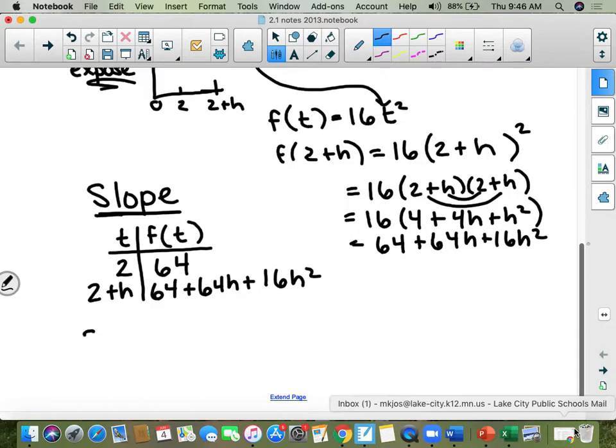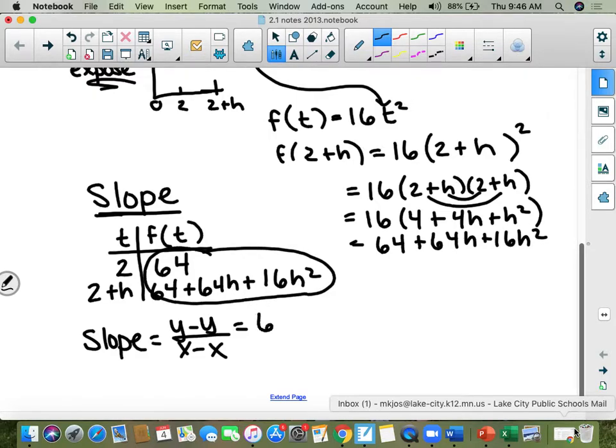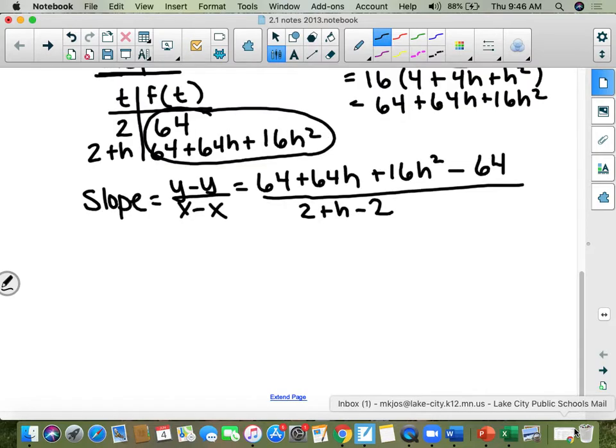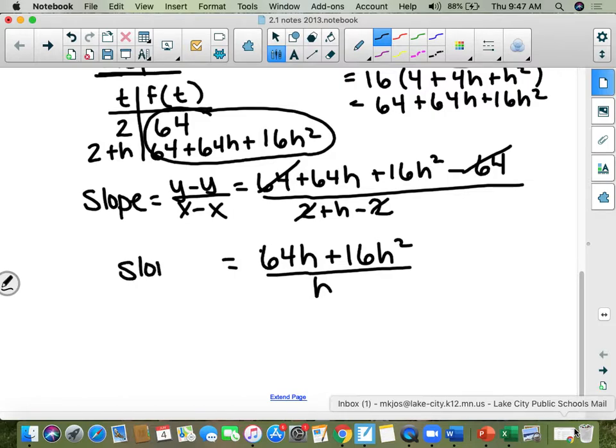And now I'm going to do the same thing. To find the slope, I need to do y minus y over x minus x. And these are my y values. So I'm going to do the second y, which is all of this, minus the 64, divided by 2 plus h minus 2. And you're going to get the 64's cancel each other out and the 2's cancel each other out. You're going to be left with 64h plus 16h squared all over h, which is just, instead of numerical, you have some variables in the slope with this.